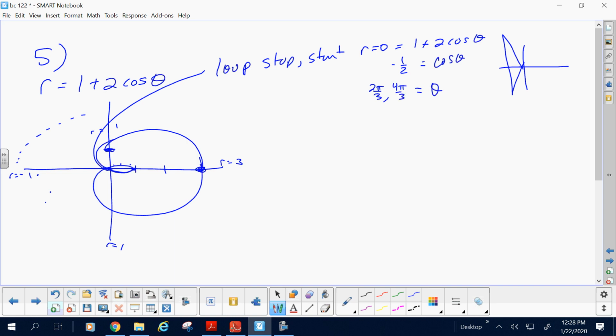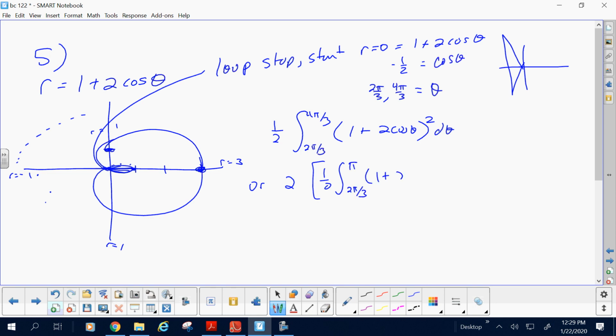Now, if you were to do this without symmetry, then you could say 1/2 integral from 2 pi over 3 to 4 pi over 3 of the square of r. Right? What if you use symmetry? You go to pi. 2 times 1/2 from where to pi? 2 pi over 3 to pi. That also would work. Okay? They should yield the same answer. Everybody do that and kill it? Get it?